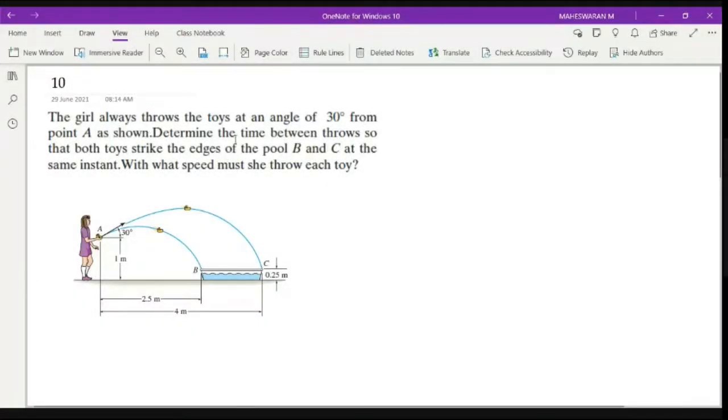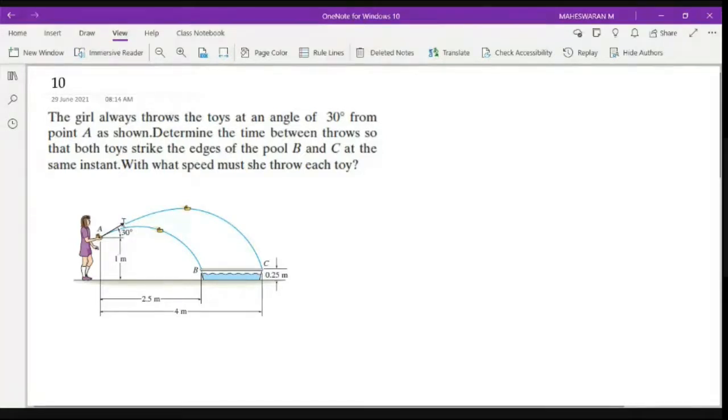Problem: a girl is throwing a toy at an angle of 30° from point A. You have to determine the time between throws so that both toys strike the edges of the pool. For example, what will be the time for B and what is the time taken for location C. The second question is what speed she must throw each time so that it falls inside this pool. So these are the two different types of problems.